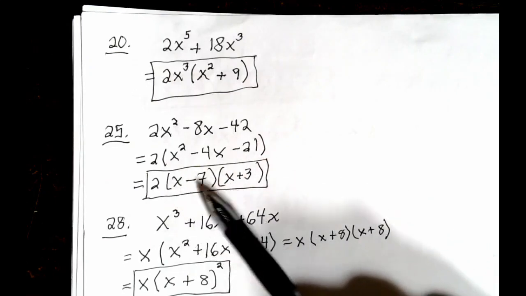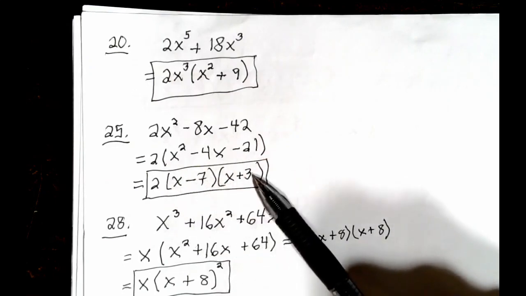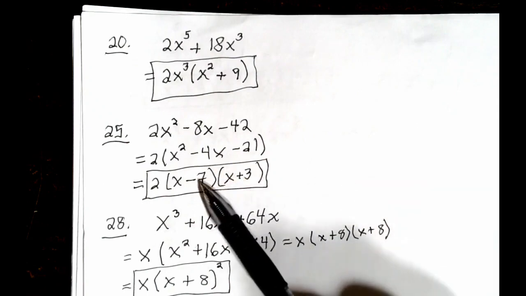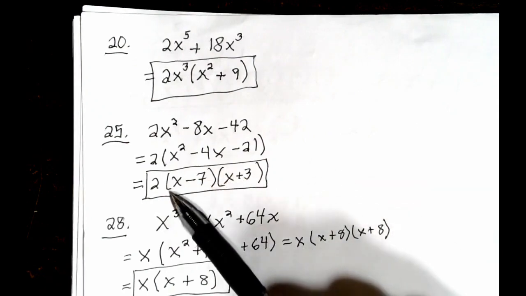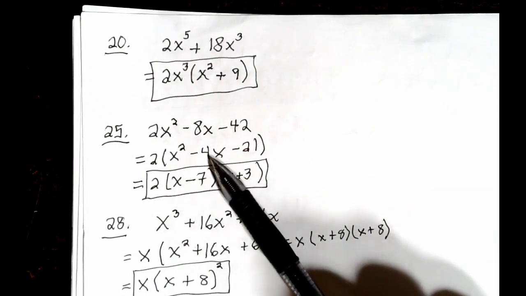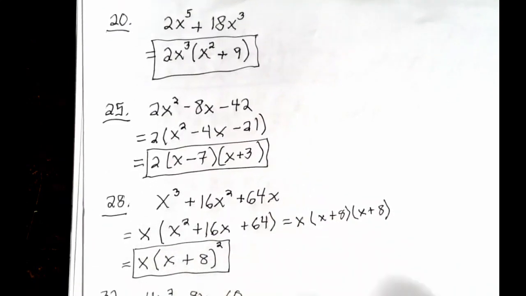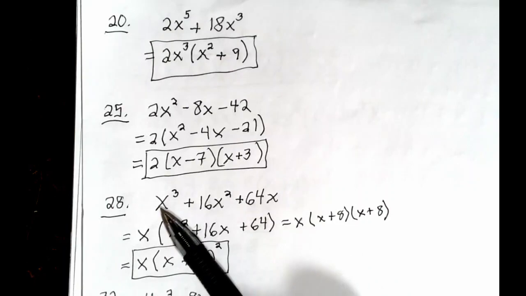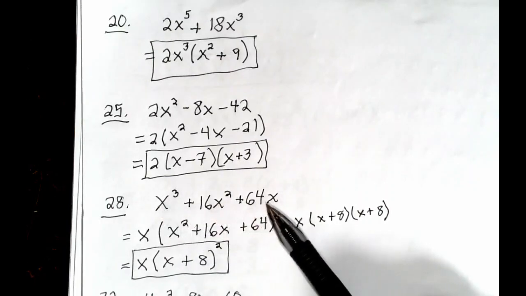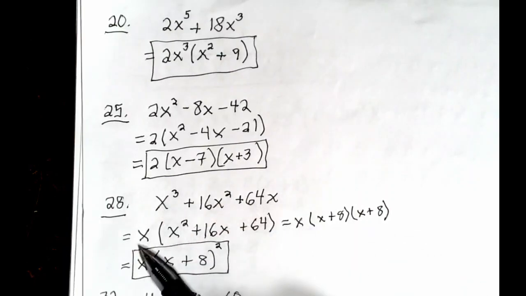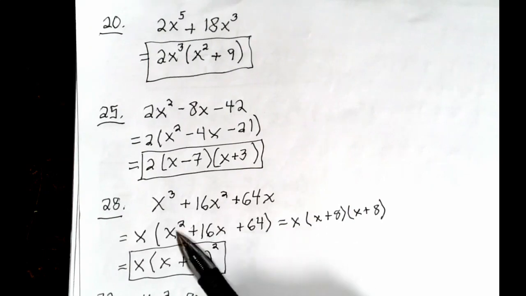x and x, 7 and 3. You could have tried 1 and 21. Alright, so that's minus 7x, and that's positive 3x, which gives you negative 4x. Okay, so now what about this one? x cubed minus 16x squared plus 64x. I pull an x out of each of these, which leaves me with this.